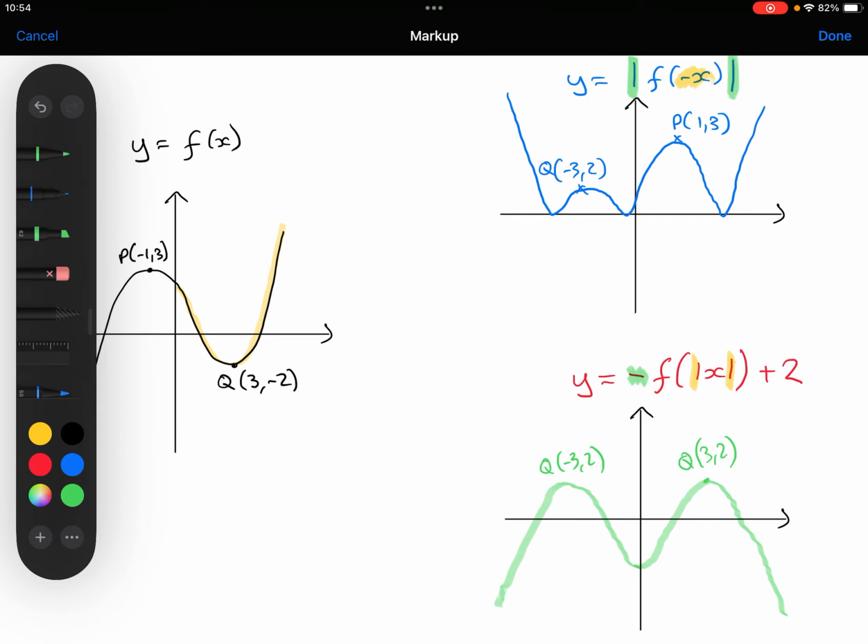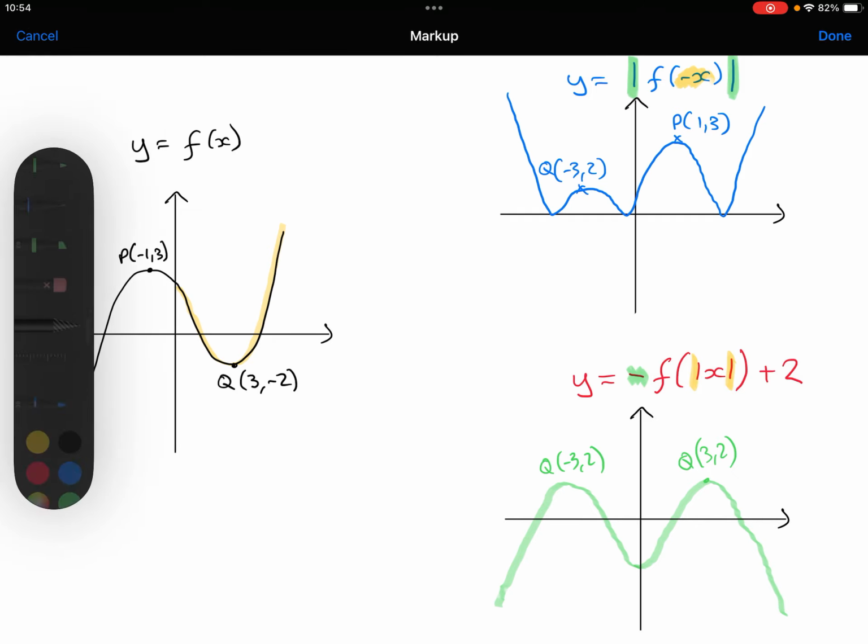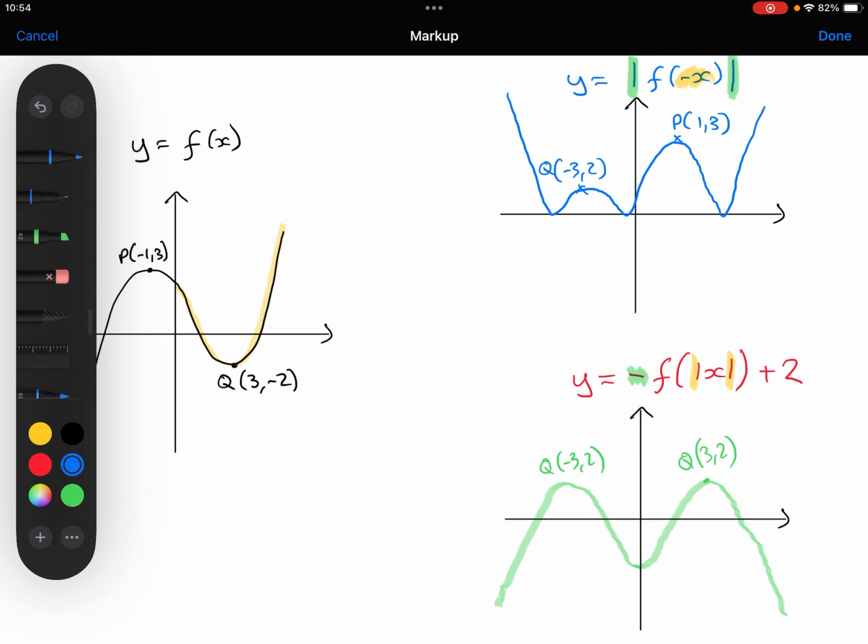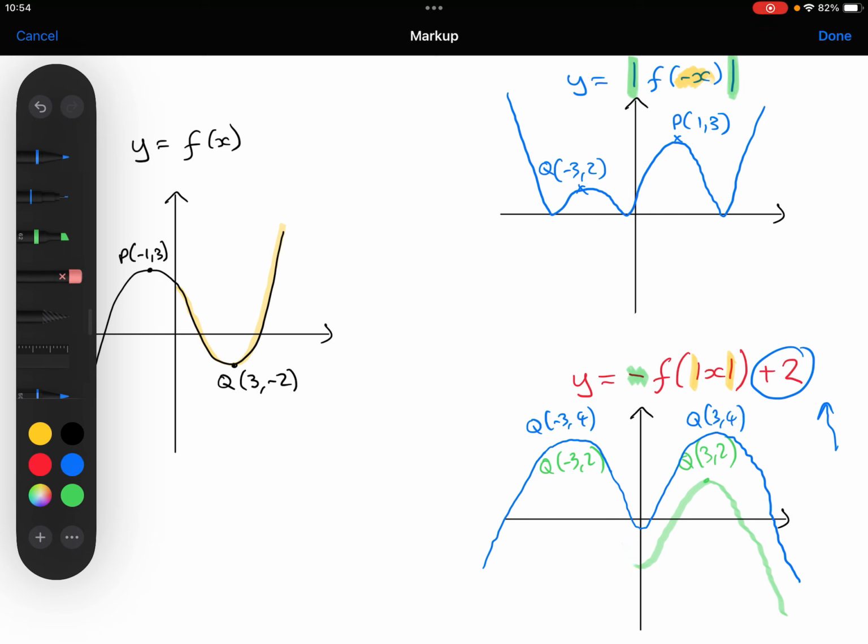And then finally, we have got the +2 on the end there. That's going to shift the whole graph up 2 squares, 2 units. So the whole graph's going to look something like this, where I've got the point Q (-3, 4), and (3, 4). And there we go.